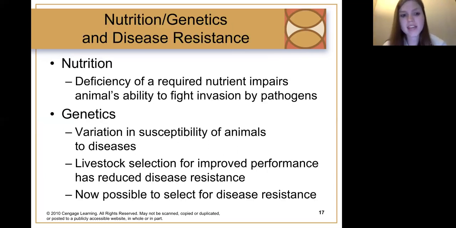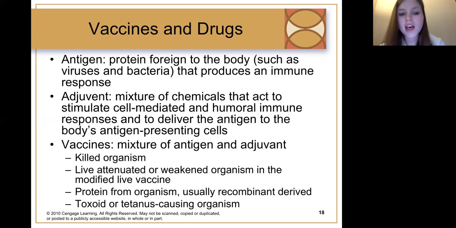Vaccines are also available. You have the antigen, which is the protein that's foreign to the body, so it's going to trigger an immune response, and then the adjuvant, which will present that to the immune system. Just know that vaccines are an option and that you can have a killed organism or live organism. Overall, vaccines are an option to prevent certain diseases, but not all diseases, because not everything has a vaccine.